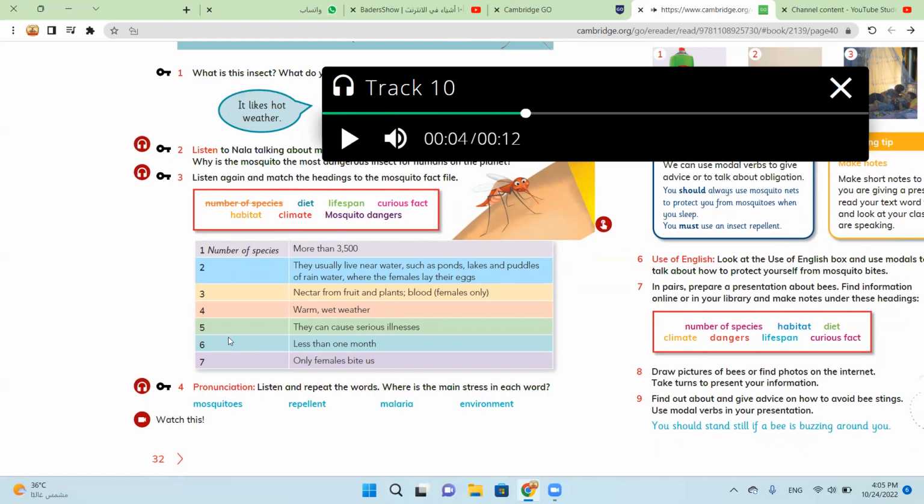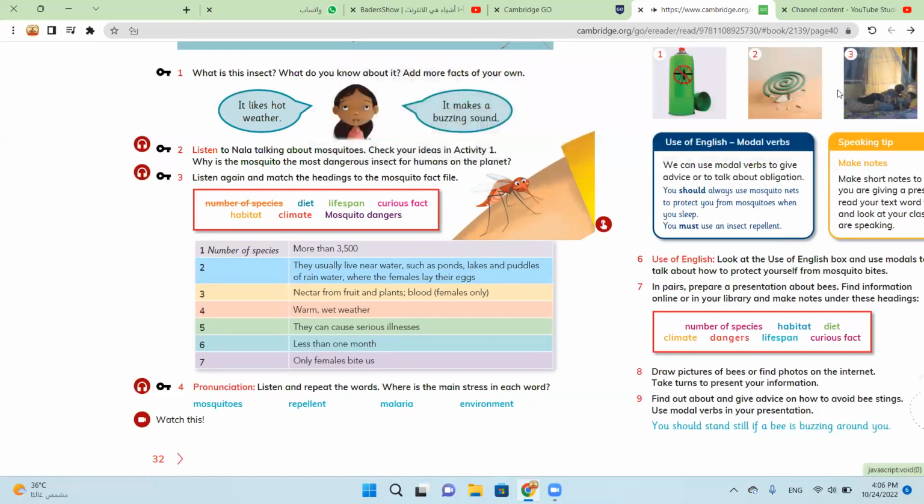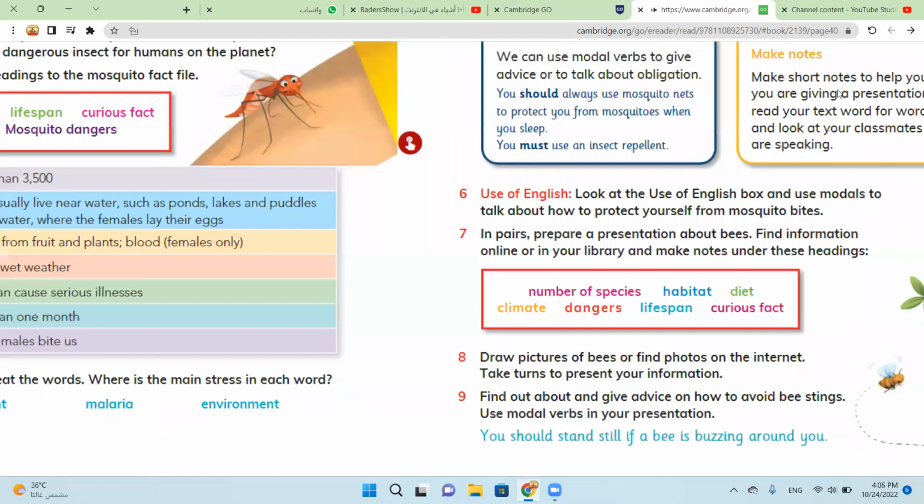Mosquitoes. Mosquitos. Repellent. Malaria. Environment.